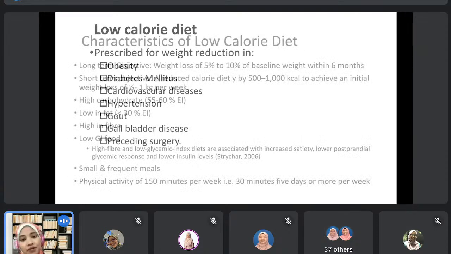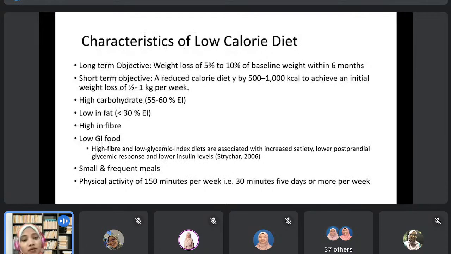So the characteristics of a low-calorie diet, so for the long-term objective, we want to promote a weight loss of 5 to 10% from the baseline weight within 6 months, okay? And for a short-term objective, you can say a reduced calorie diet by 500 to 1,000 calorie daily to achieve an initial weight loss of about 0.5 to 1 kilogram per week. So that is for a short-term BMI. So that you can achieve turunan berat badan BMI yang 1 ke 2 ataupun 2 ke 3 daripada initial BMI.